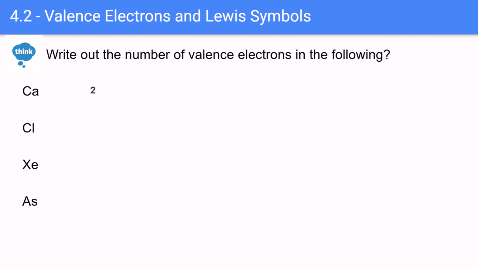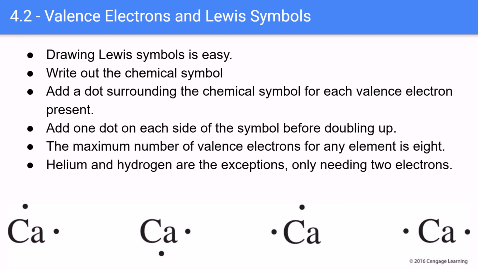So calcium is in the second group on the periodic table. It has 2 valence electrons. Chlorine is in the 7th group. It has 7. Xenon is in the last group, the noble gas group. It has 8. And arsenic is going to have 5 because it is in the 5A group on the periodic table. So pretty straightforward to go through and figure those out. But how does this play a role in how we determine whether things bond or not? Well, let's take a look.